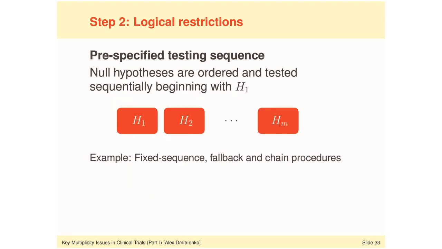So, to reiterate, with a pre-specified testing sequence, the null hypotheses in a clinical trial are ordered and tested sequentially. As you can see in this diagram, a stepwise procedure with a fixed testing sequence begins with H1 and then goes down the sequence. In Module D, we will define 3 stepwise multiple testing procedures of this kind, or I should actually say that some of them are really classes of multiple testing procedures. This includes the fixed sequence procedure, a class of fallback procedures, and a class of chain procedures.